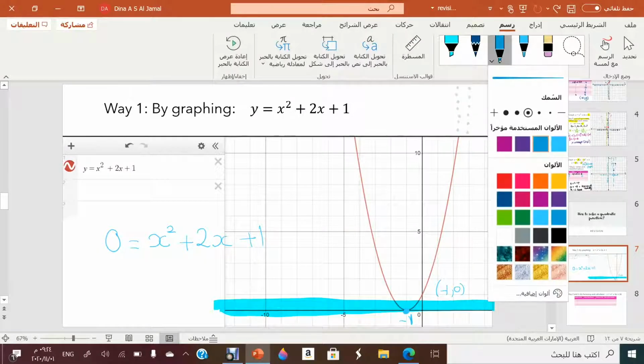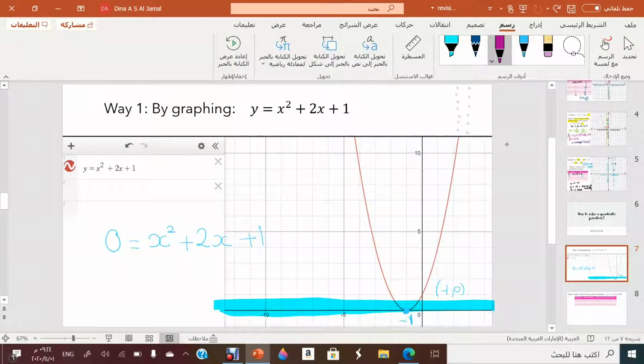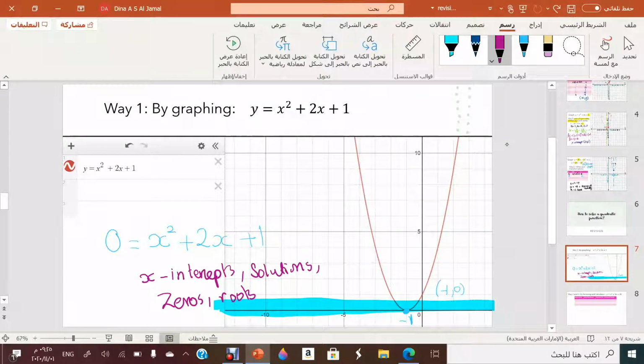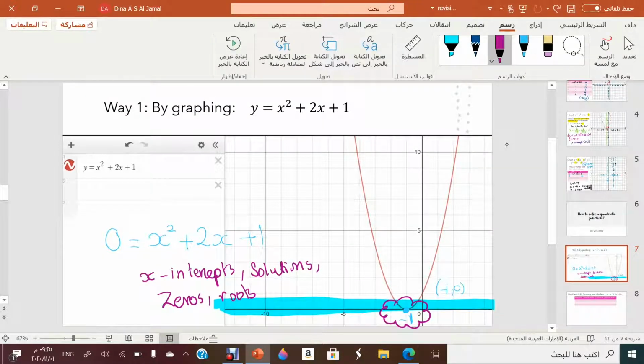That means whenever you would like to find the solution using the graphing, just look at the x-axis, find x-intercepts, find solutions, find zeros, find roots. All of them will be meaning the same thing for you. So whenever you are having only an intersection with 1 point, that means you are having exactly 1 repeated root.